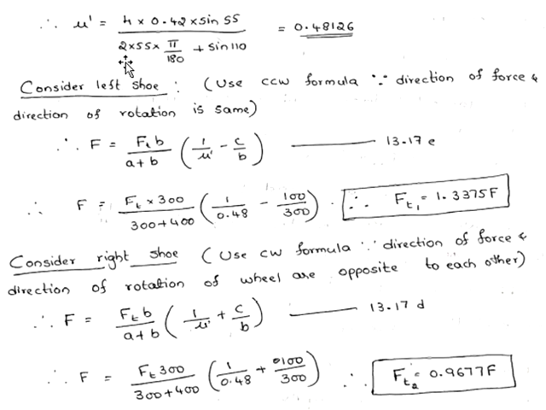Then consider left shoe first. In left shoe, there are two equations in data book, one for clockwise rotation, second one for counterclockwise rotation. Identify which equation you have to use. To identify that, again you have to follow same procedure what you did in single block brake.